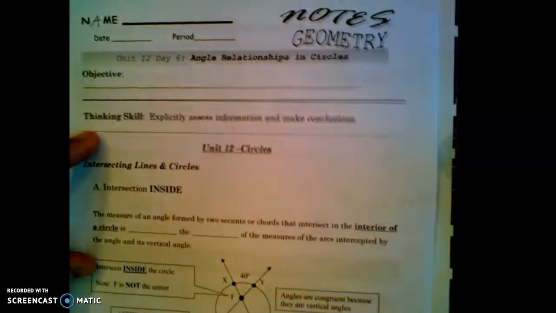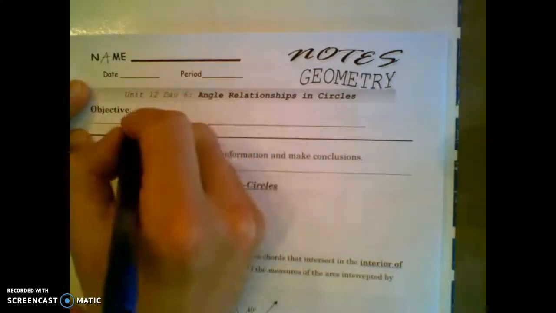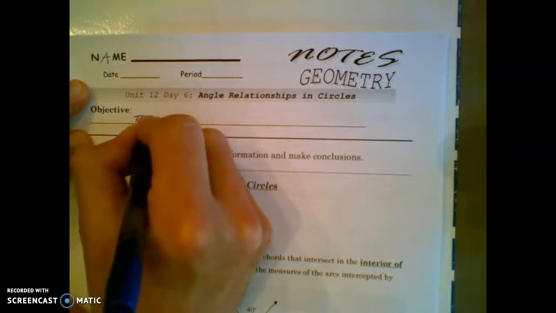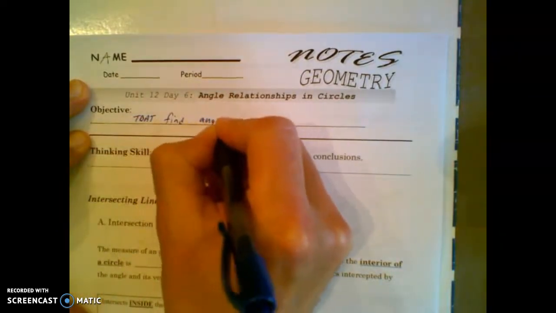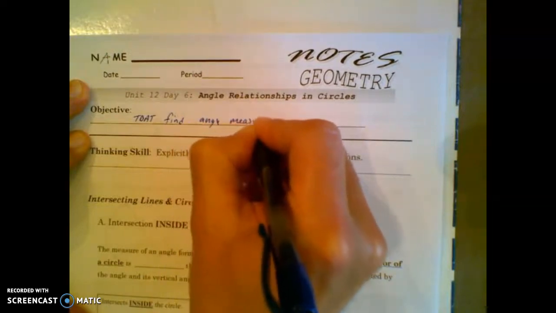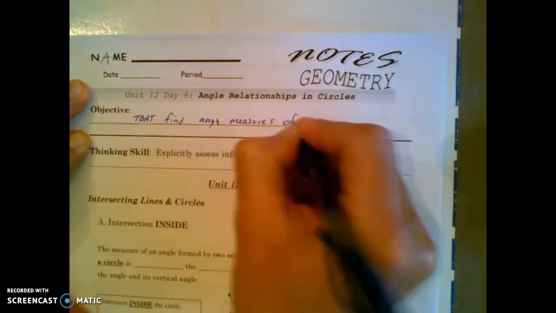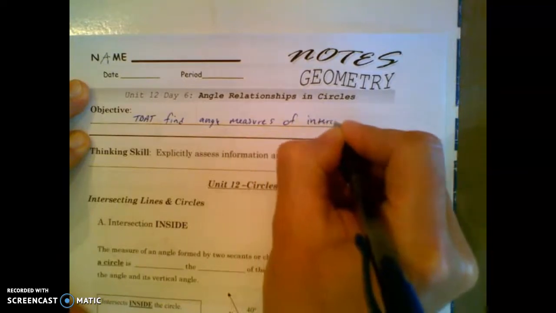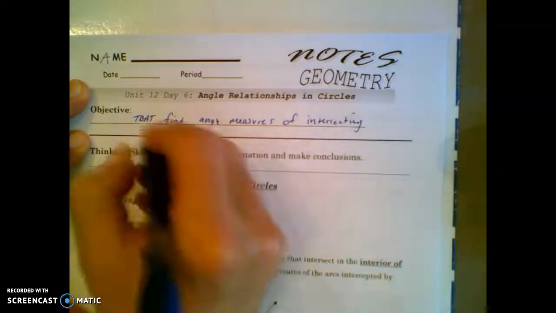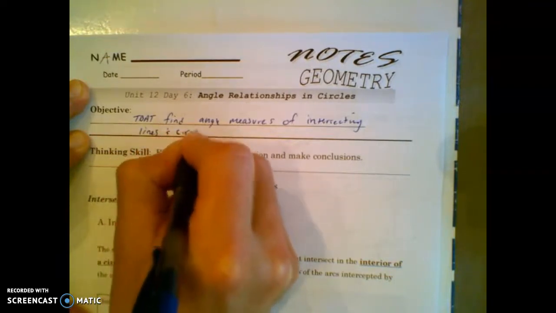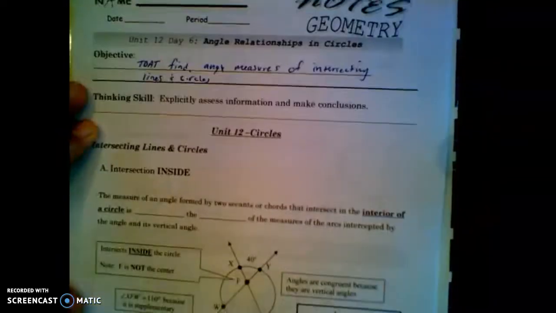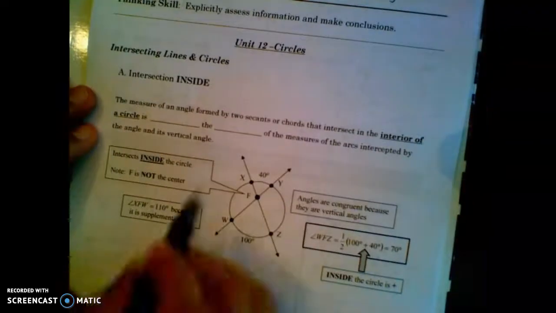So these are the notes that I gave you in your folder. They look like this. The objective for the day is to be able to find angle measurements of intersecting lines and circles. So first of all, like I said, we're going to look at the intersection here.